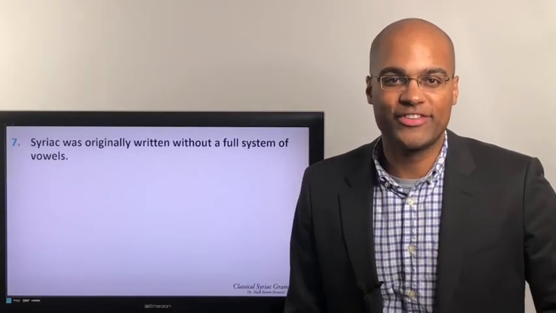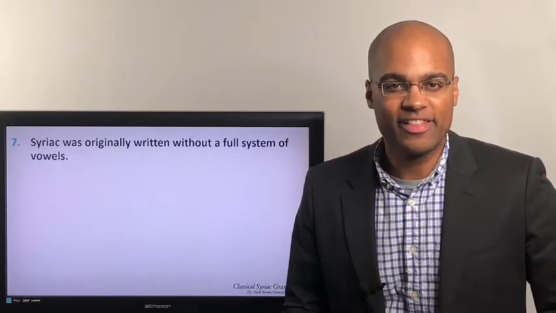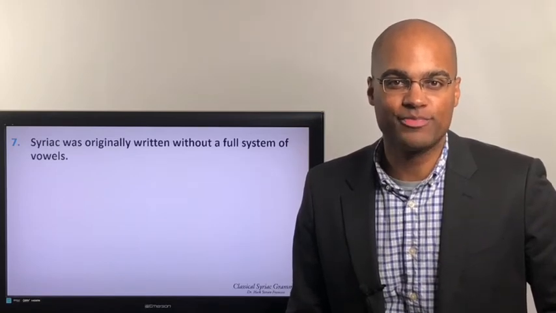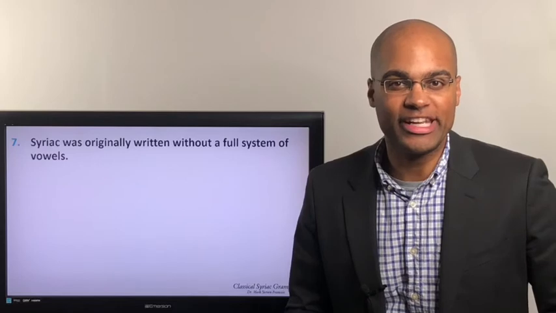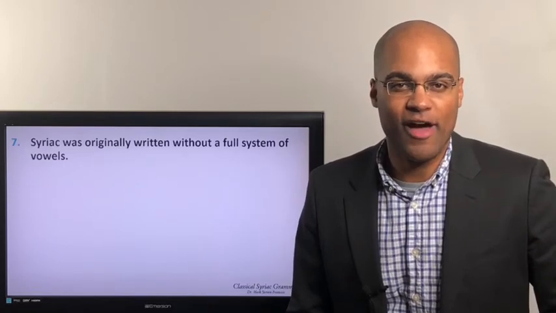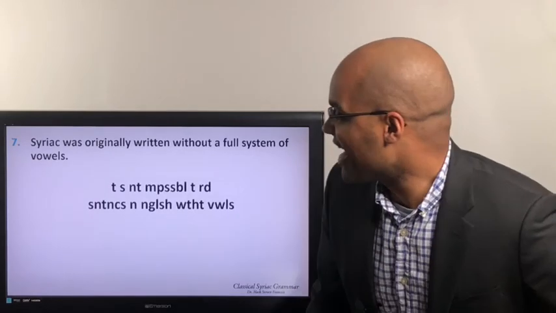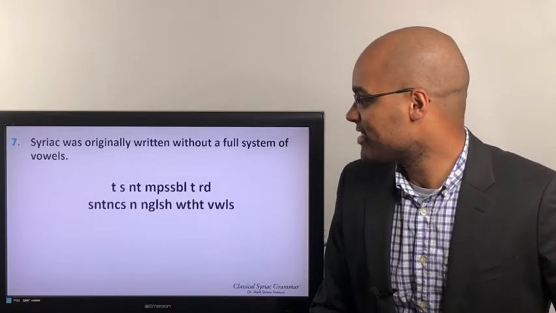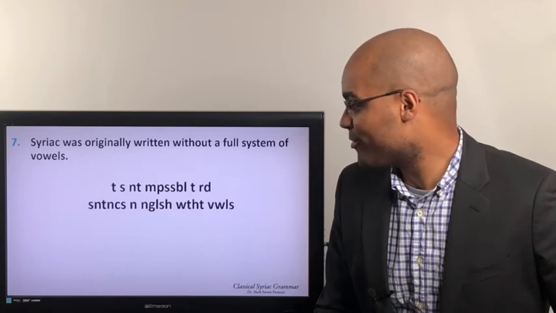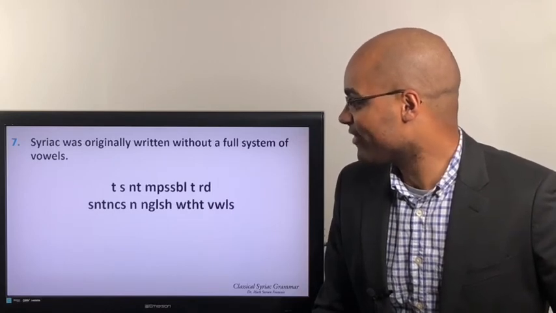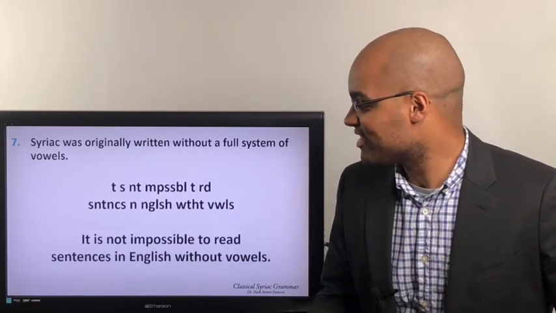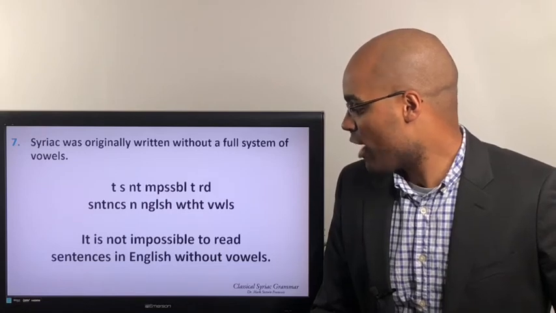Right, the seventh important thing to know about the Classical Syriac alphabet is that it was originally written without a full system to represent the vowels. Now let's take a look at an example that comes from the free online grammar of Classical Syriac that's provided on my website, www.markfrancois.wordpress.com. This sentence has no vowels in it, but if we know English well, we should be able to figure out what it says. It says, "It is not impossible to read sentences in English without vowels." And when we add the vowels to it, we see that's exactly what the sentence says. It is not impossible to read sentences in English without vowels.